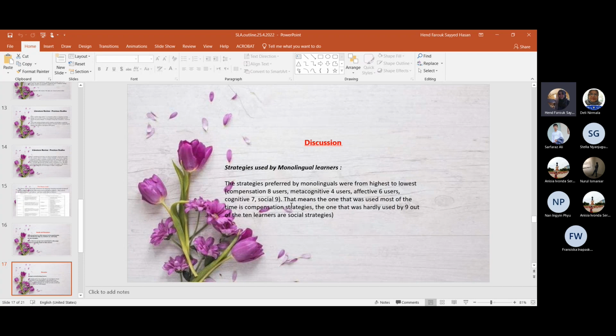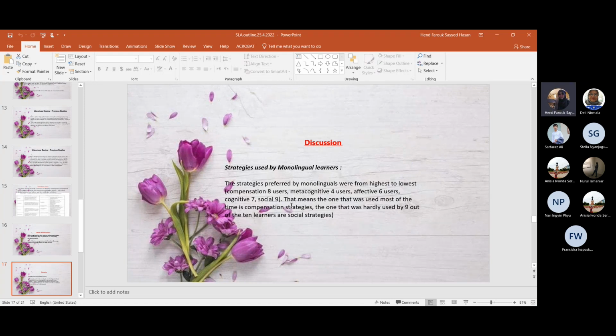In the monolingual group, I noted that the main strategies used by them were compensation strategies. There were 8 learners who said that they used compensation strategies, of course after explaining to them what compensation strategies mean and the aspects included within them. And about metacognitive, there were 4 learners, affective 6, cognitive 7, social 9.